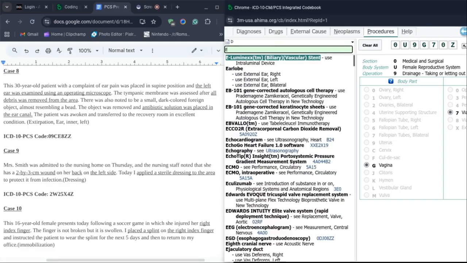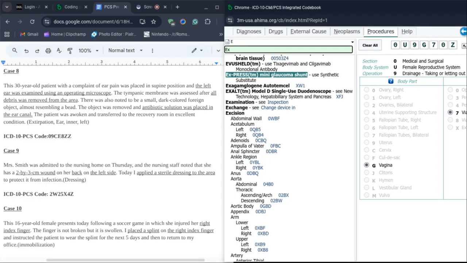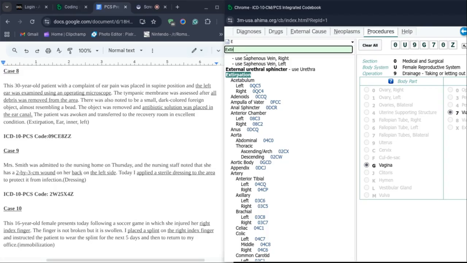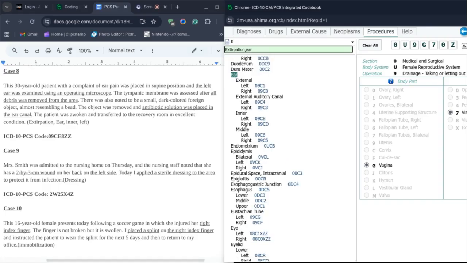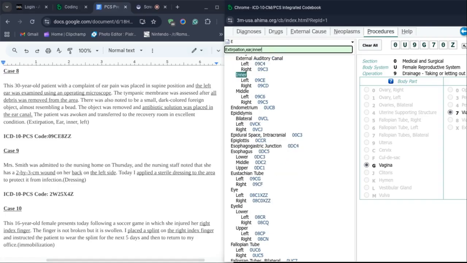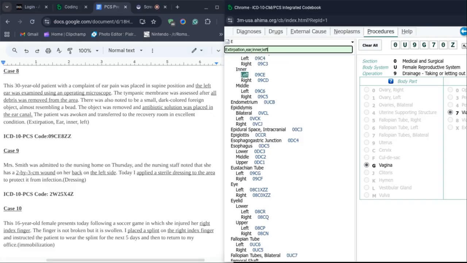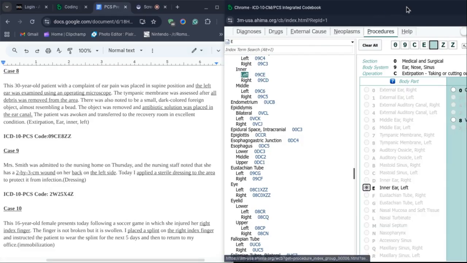So in the index we can type in extirpation of the ear, and it is inside of the ear, and then it'll be the left ear. Gives us these characters here.